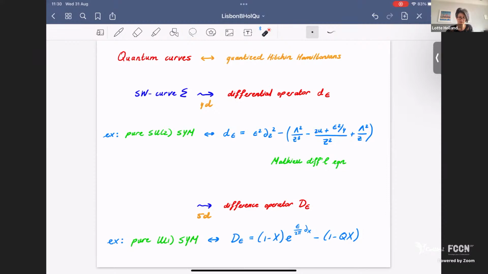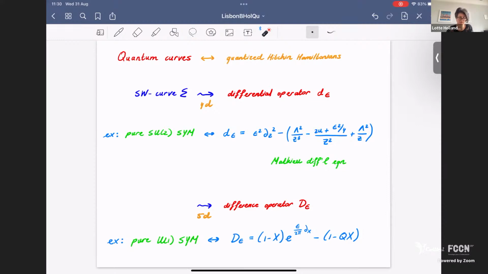So there are quantized Hitchin Hamiltonians, and these quantized Hitchin Hamiltonians are described by so-called quantum curves. These are quantizations of the Seiberg-Witten curve. So in 4 dimensions, the quantization of the Seiberg-Witten curve is given by some differential operator, which I will denote by d epsilon.